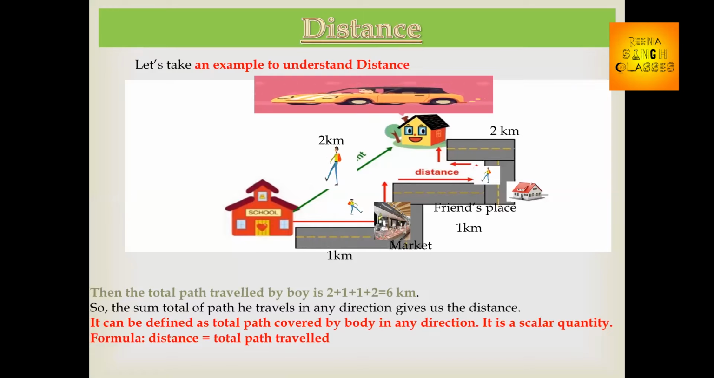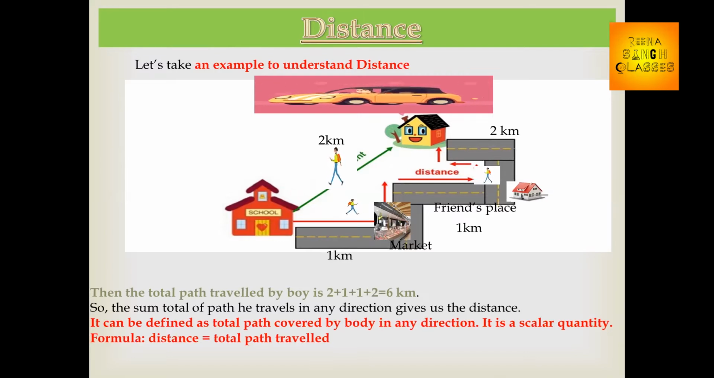A boy is going to school from his house and he travels a distance of 2 kilometers. From school to market, he travels a distance of 1 kilometer. Then he is going from market to his friend's house. He travels 1 kilometer. Then from his friend's house, he is returning back to his house. In this, he travels 2 kilometers. Then the total path traveled by the boy is 6 kilometers.